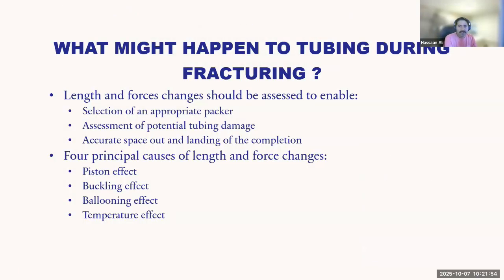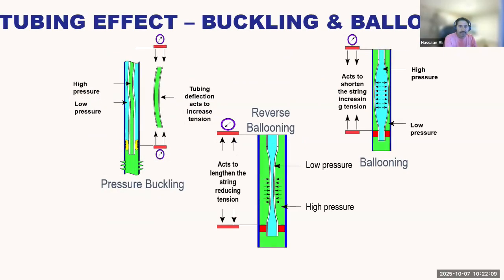So, what are the factors that can affect and damage your tubing? There are four principles that cause the length and force changes. These are piston effects, buckling effects, ballooning effects, and temperature effects. Pressure buckling, which you can see right over here.